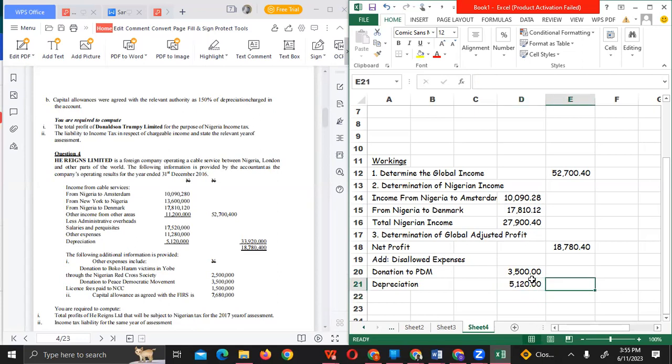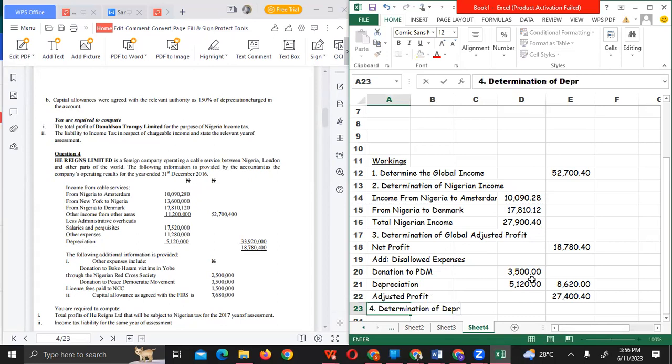Right. So it means we have tax liability, adjusted profit. Sorry, are we together? Yes, sir, we are with you, sir. That's the adjusted profit. Then the next one will be number four, for me to determine my depreciation ratio.